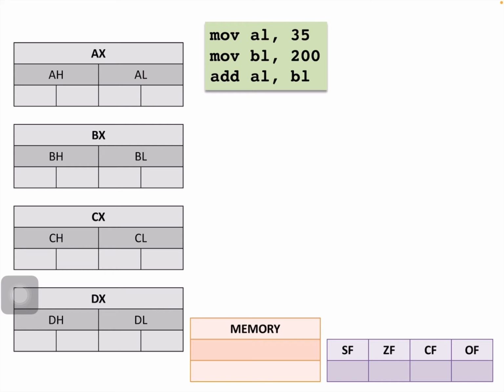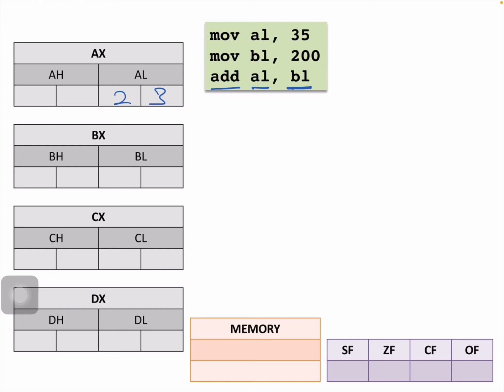The third example is to add an 8-bit register to a register. How will register with register be added? The example is add AL and BL. First of all, we have to insert a value into AL and BL. For example, move AL 35. 35 in decimal is 23 in hexadecimal. So AL will be filled by 23.